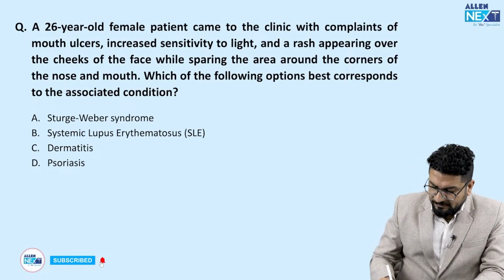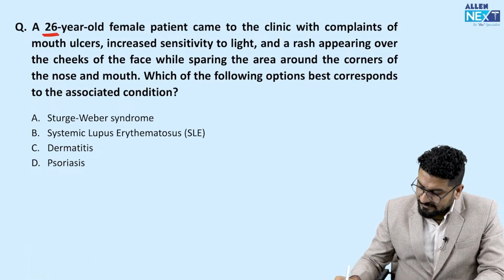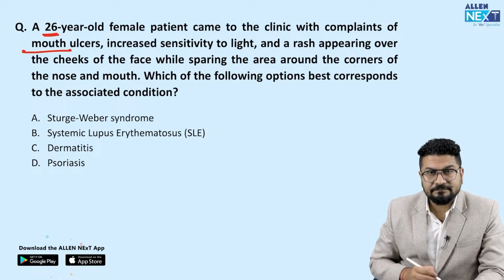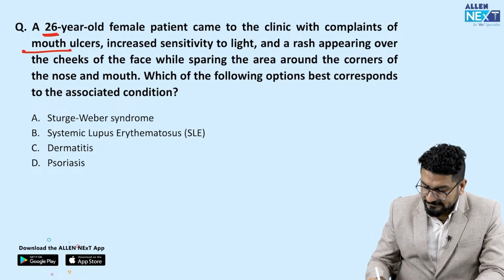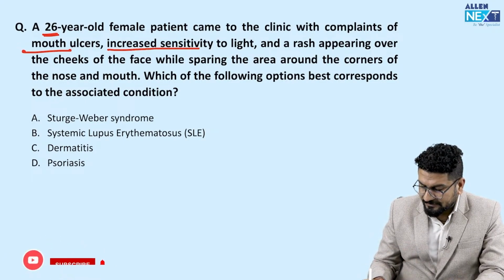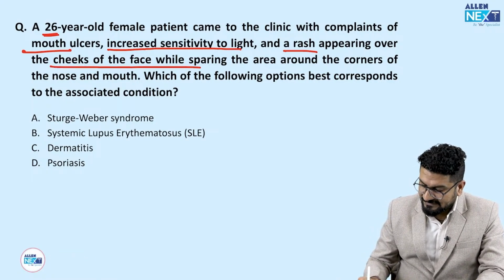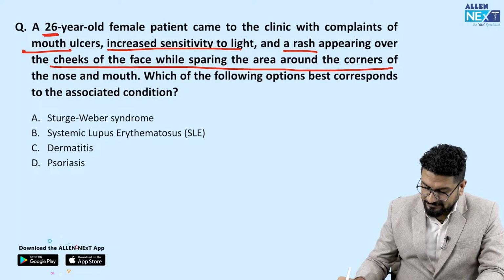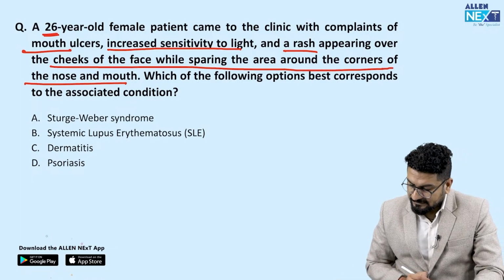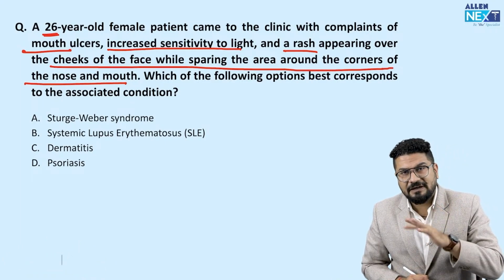Okay, coming to next question. A 26-year-old female comes to the clinic with complaint of mouth ulcers. There could be mouth ulcers, so that can be aphthous ulcers. Increased sensitivity to light, that is photosensitivity. A rash appearing over the cheek and face, sparing the area around the corners of the nose and mouth. Means the area around the corners of the nose and mouth, they are spared.